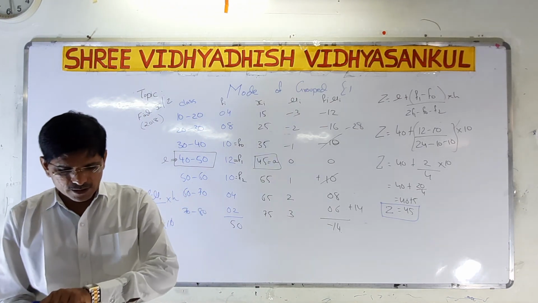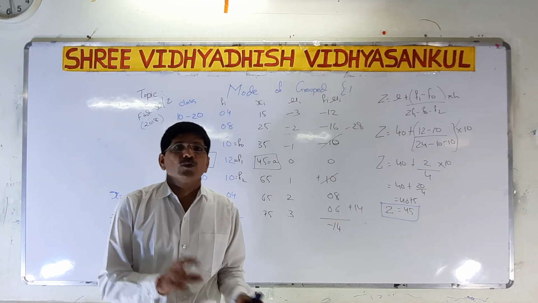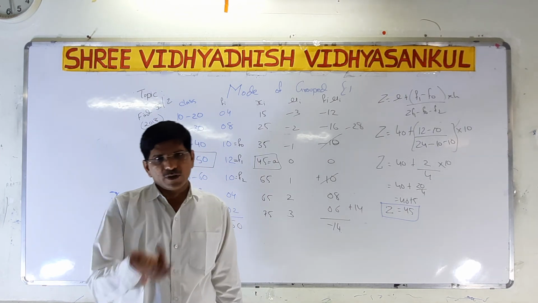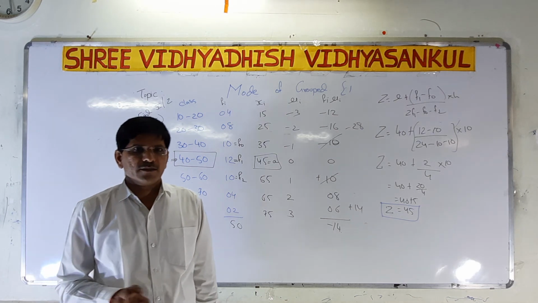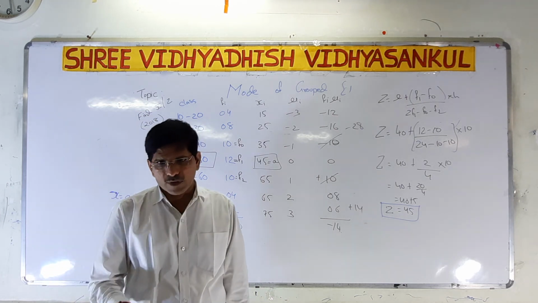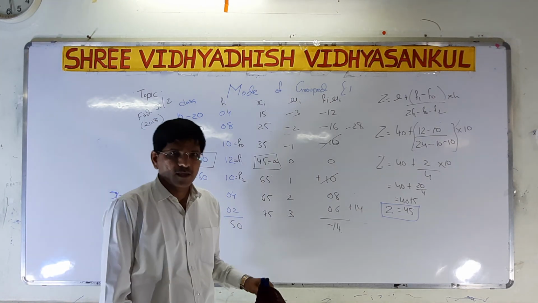That is sufficient. Now in the next lecture, we have to go through the median, because in mode we have already completed 4 or 5 sums, including unknown frequency. So that is sufficient. Now we go to the next lecture for median.